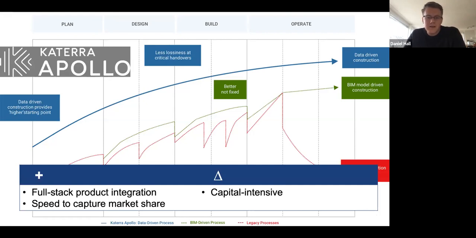Now there's a very negative side to this. I think a highly negative side is that it's quite capital intensive. There's a lot of risk in investing in a factory that builds everything. And we will see what happens if there's an economic downturn. We'll see if Katerra is able to survive such a downturn. So I don't know what will happen if we have such a downturn, but we will see what happens.